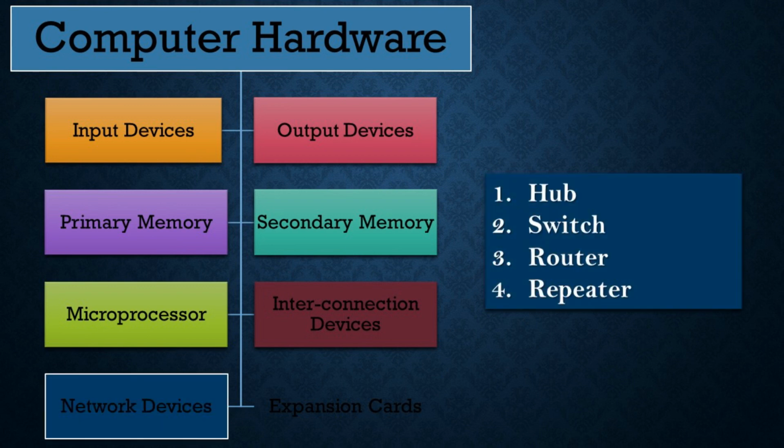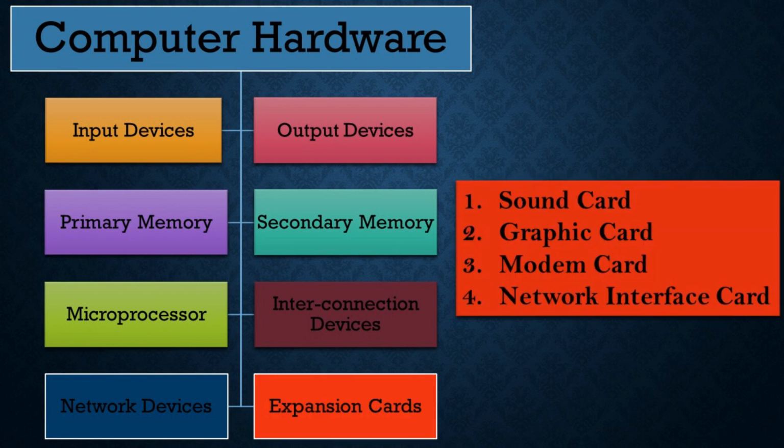Network devices. Network devices are components used to connect computers or other electronic devices together so that they can share files or resources. Network devices are hub, switch, routers, and so on. Expansion cards. Expansion cards are printed circuit boards which provide new enhancement to the computer system such as sound, video, internet, and network access.